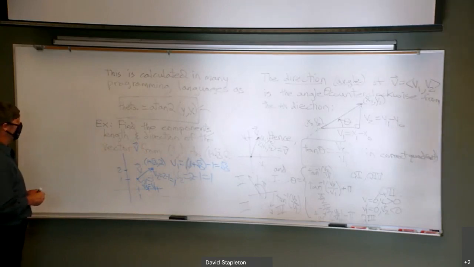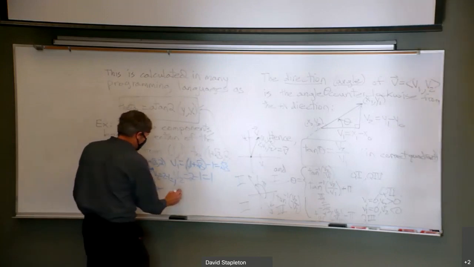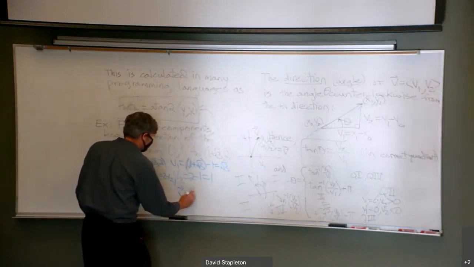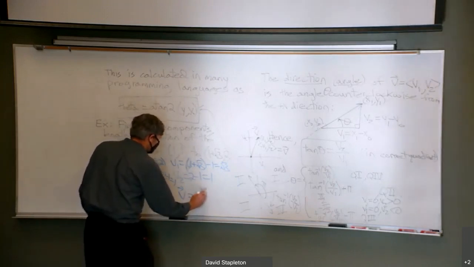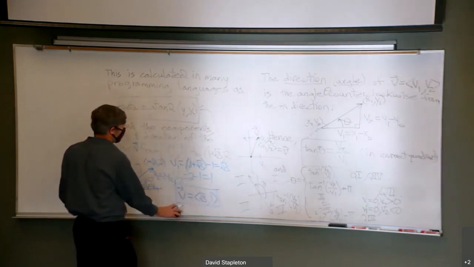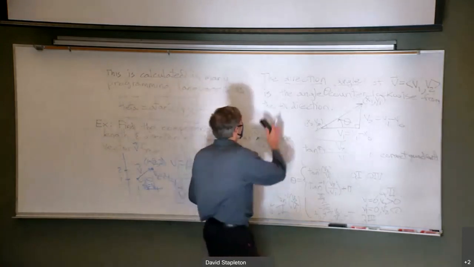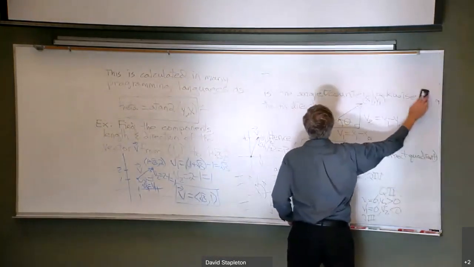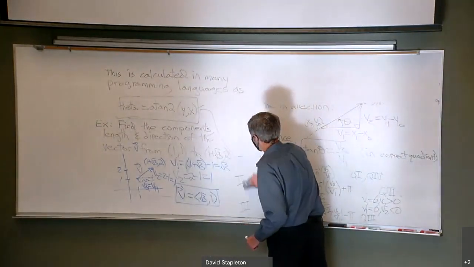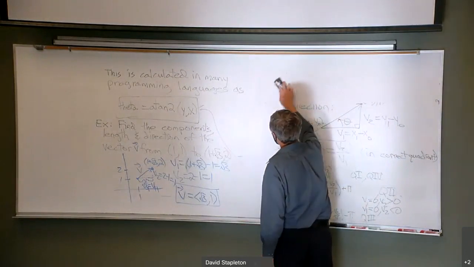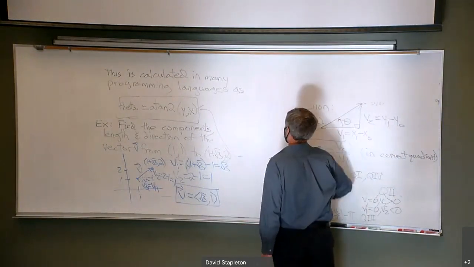Now, we can write V in terms of its components as square root 3, 1. So there's the first part, find its components. And I'll write that notation for it. Any questions so far? Fast and furious, but hopefully it's not too hard.